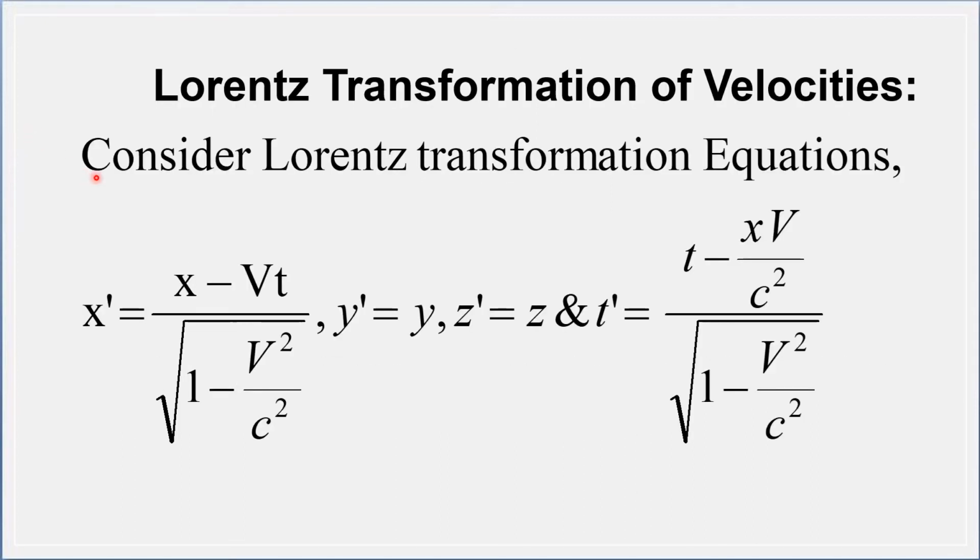As I mentioned in the previous slide, we will consider the Lorentz transformation equations and then differentiate them. What are written here are the Lorentz transformation equations. One is x' equal to (x minus vt) divided by root of 1 minus v squared by c squared, y' equal to y, z' equal to z, and t' equal to (t minus xv by c squared) divided by root of 1 minus v squared by c squared.